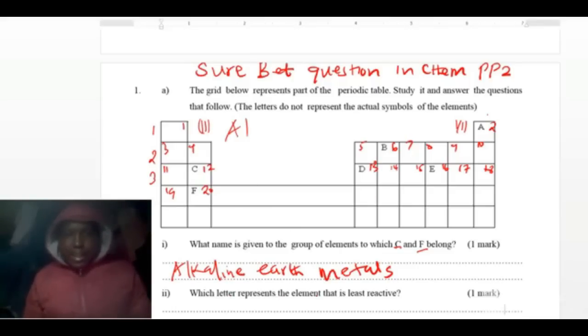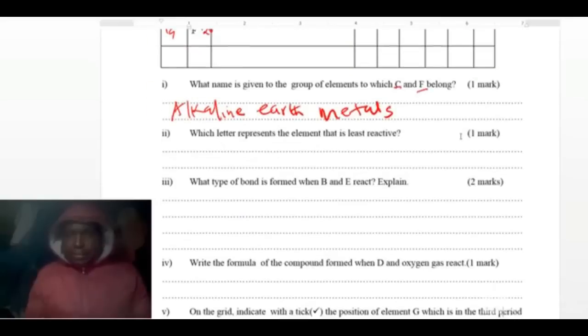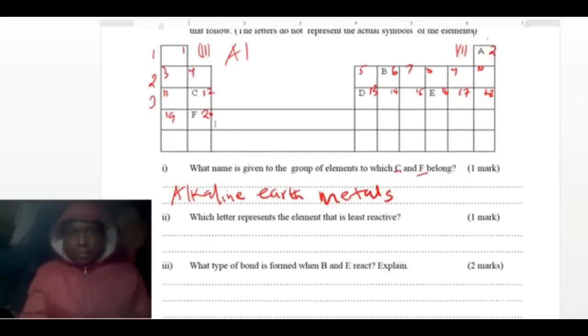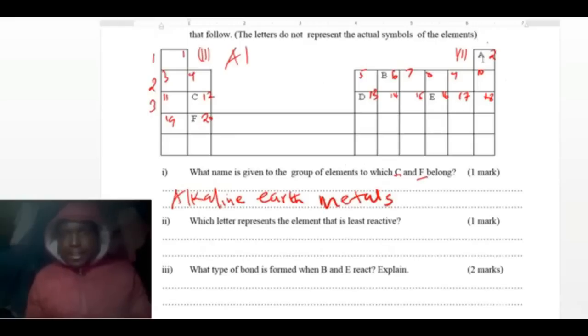Which letter represents the element that is least reactive? The element which represents the least reactive is A. Why? Because A is in group 8, and we know that elements in group 8 don't react because they are stable. They have electron configuration of 2, or 2 8, or 2 8 8. So they are stable, they don't react. So the answer here is A.